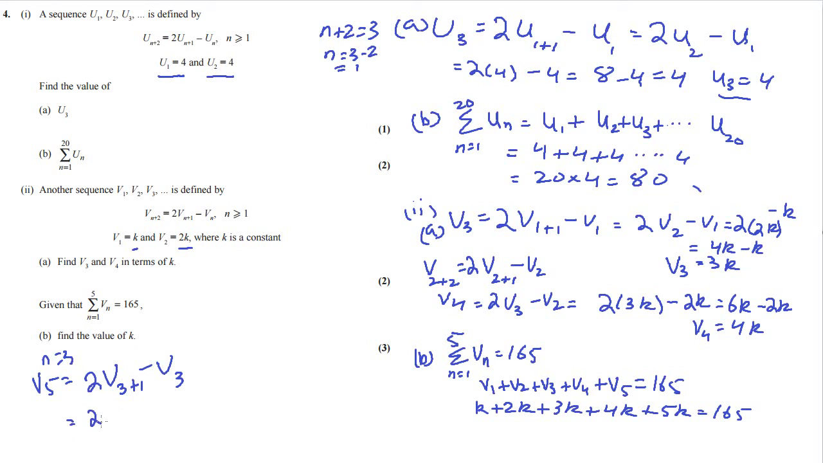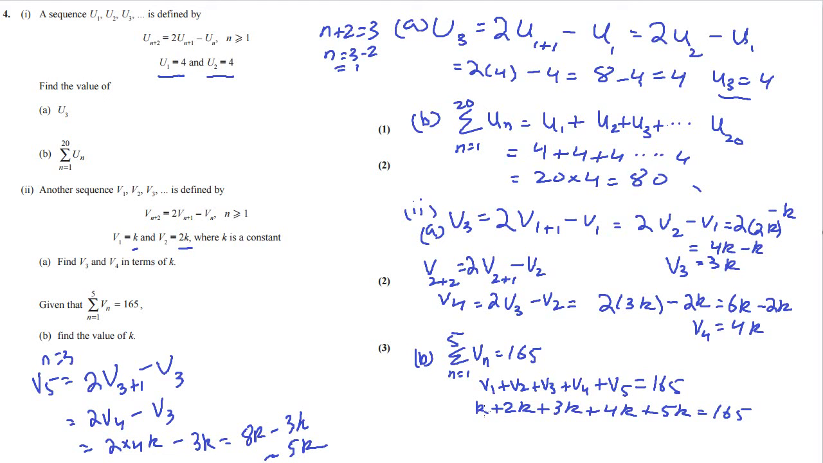So this is 2 times v4 minus v3. So v4 was 4k, so it is 2 times 4k minus v3, which was 3k, minus 3k, which is equal to 8k minus 3k, and this equals 5k. So yeah, it is 5k, right, as we predicted.